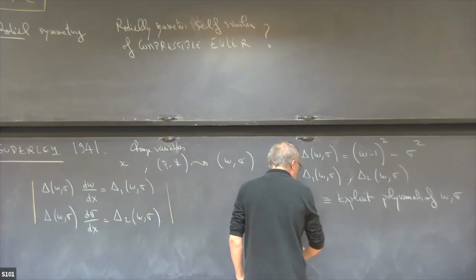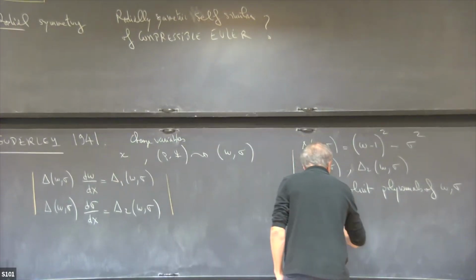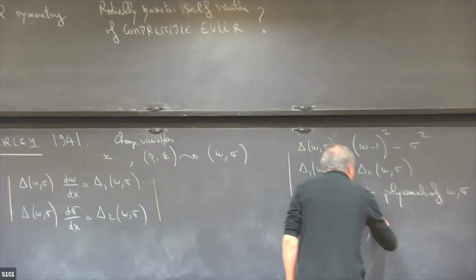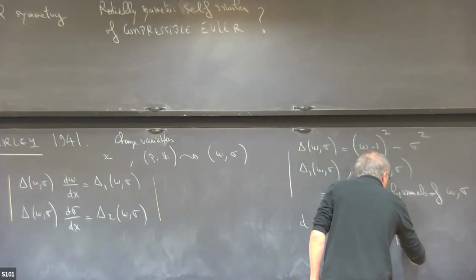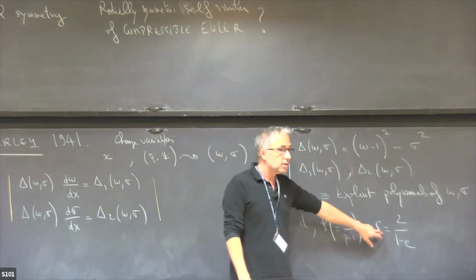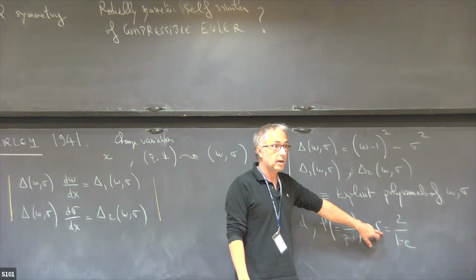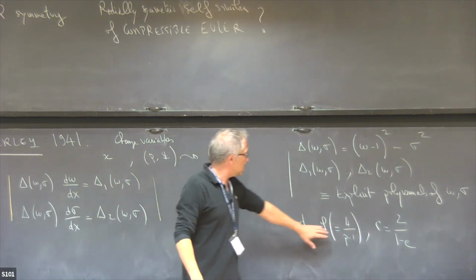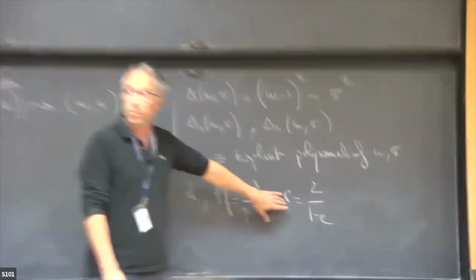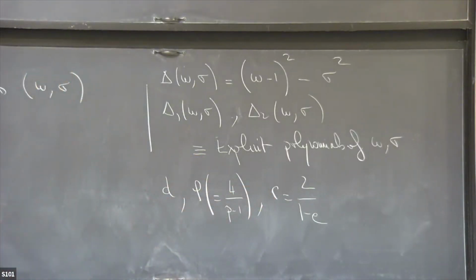So D is the dimension. L, typically for NLS, is P plus 1 over P minus 1. And R, which is 2 over 1 minus E. So this is the dimension, this is the nonlinearity, and this is the speed that I chose. At this point, this is God-given to me. If you want, this is my equation, and this I can choose whichever way I want. Okay, these are my 3 parameters.